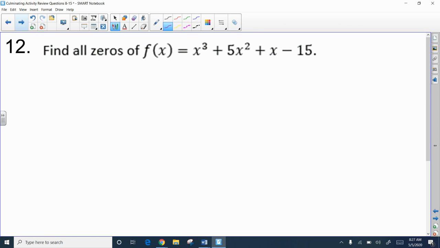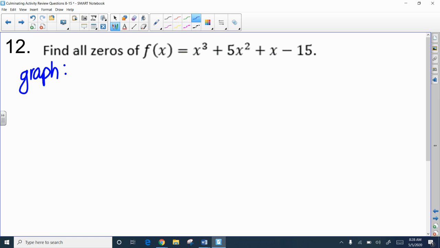All right, number 12. Find all zeros of f of x equals x cubed plus 5x squared plus x minus 15. This will take a little bit more algebra, but I know we spent a lot of time doing these, so hopefully we remember how. The first thing we want to do is list the possible zeros. We actually don't even need to do that here. We can look for real zeros or rational zeros from the graph.